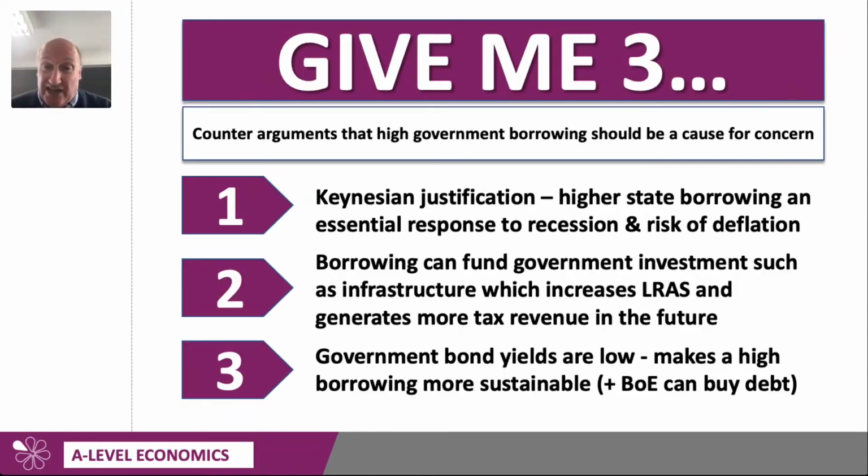The third point is contextual. Government borrowing is not necessarily a cause for concern if you can borrow cheaply. And at the moment, the bond yield on debt is about 1.9%. Take off inflation, it's negative. And if you have very low bond yields, that does make high borrowing more sustainable. And you could bring in a monetary policy aspect, not necessarily a cause for concern, because, of course, you've got the Bank of England now with quantitative easing, who could, in theory, buy the debt.